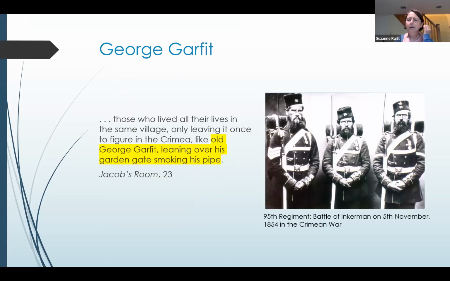So are there any old people in Jacob's Room? There is indeed a floating cast of characters who are described as old and whom we meet briefly. For example, George Garfit, leaning over his garden gate, smoking his pipe, is described as old. He fought in the Crimea, so at that point in the novel, which Stuart Clark dates at around 1890, George Garfit might be in his 60s. Mr. Floyd's parents are old. He, we know, is in his mid to late 30s, so they're in their late 50s, perhaps. It was actually kind of depressing to see what age was called old in the novel, but anyway.